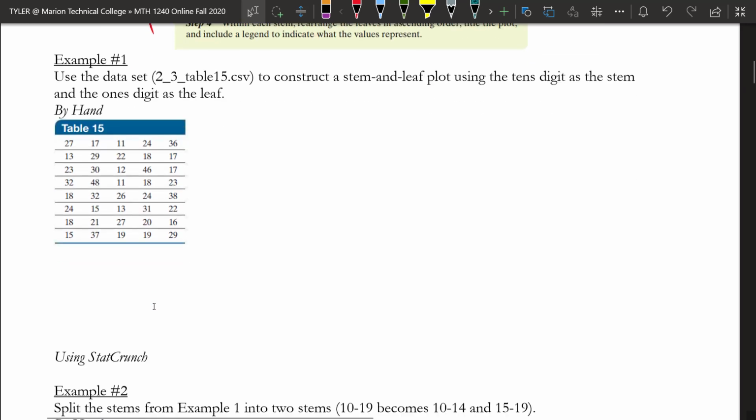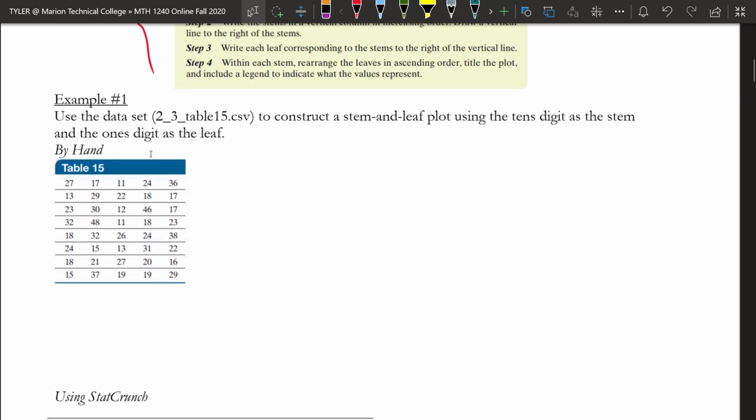I'm going to go through an example with you. Example one: we want to use this data set. I have it posted on Canvas as 2_3_table15.csv, and it's also listed right here below. I want to do this by hand, and then also try to do this in StatCrunch.